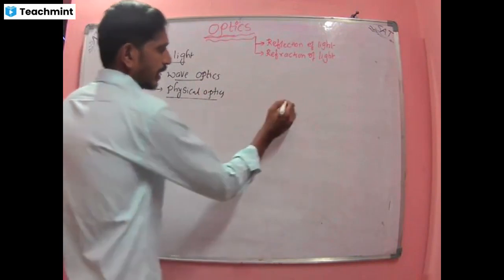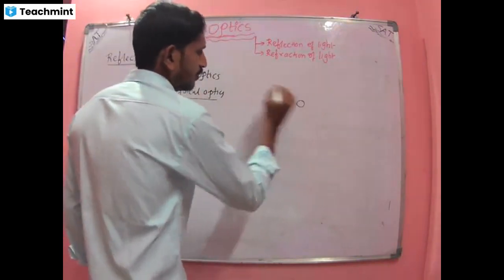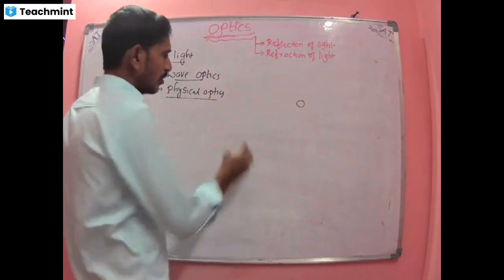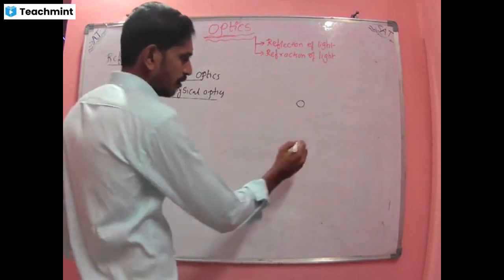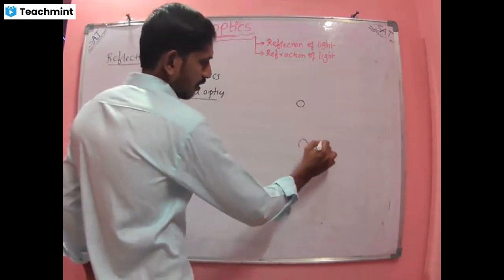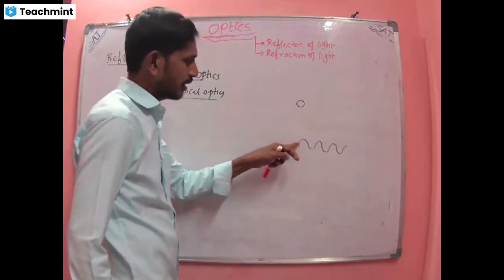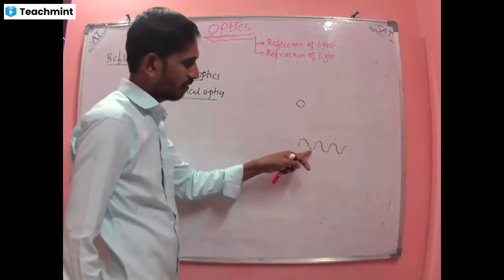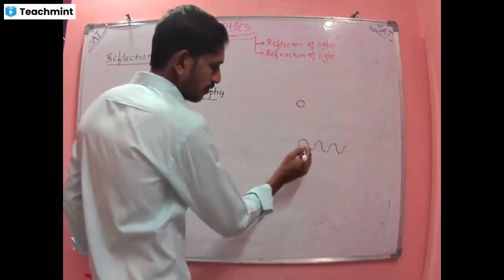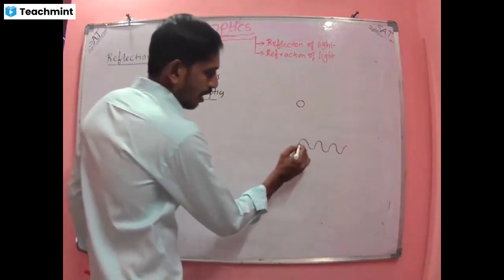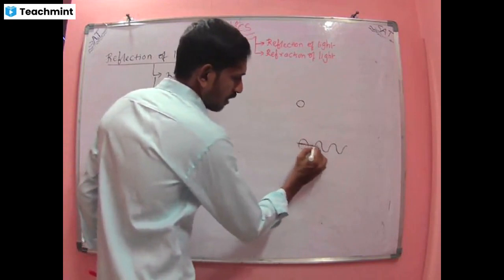Take the size of the object, for example, this is my size of the object here. You know wavelength. A wave always has a positive peak and a negative one, consisting of crest, trough, crest, trough. This is called a wavelength. So wavelength means the distance between one crest and one trough.